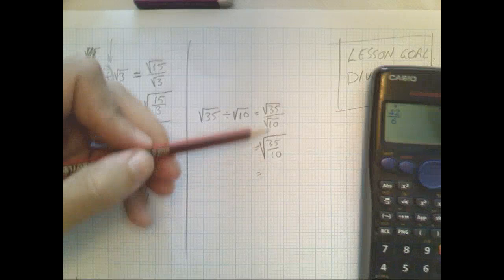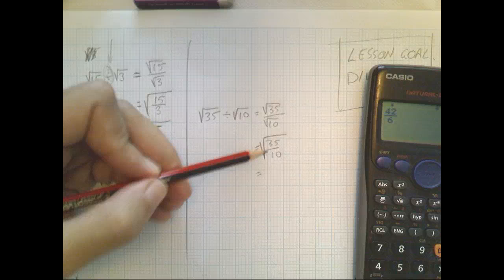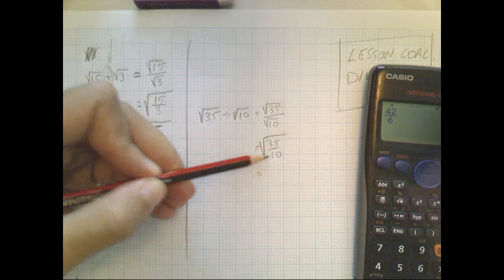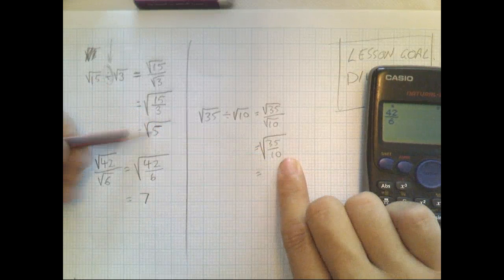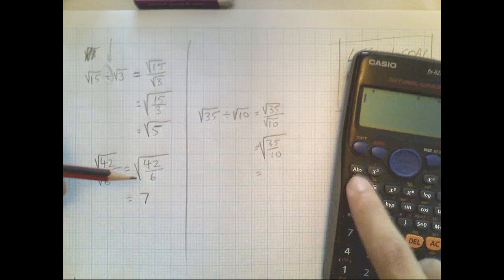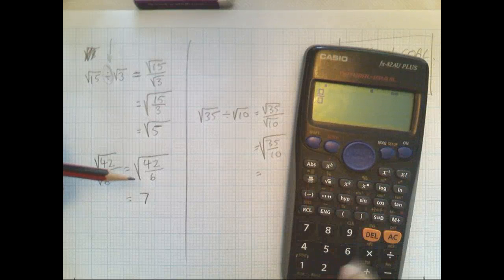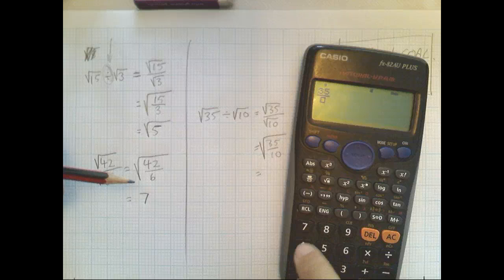Okay, and now that we have that, we can do that in our head, or we can use a calculator. The problem with 35 divided by 10 is it doesn't become a nice neat number like 5 or 7. It's going to remain a fraction. I'm going to type that into my calculator using my fraction button and see what happens. Fraction button, 35 divided by 10.